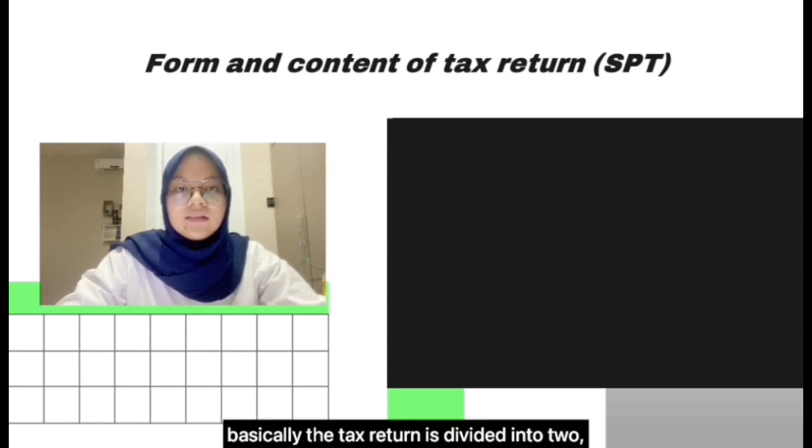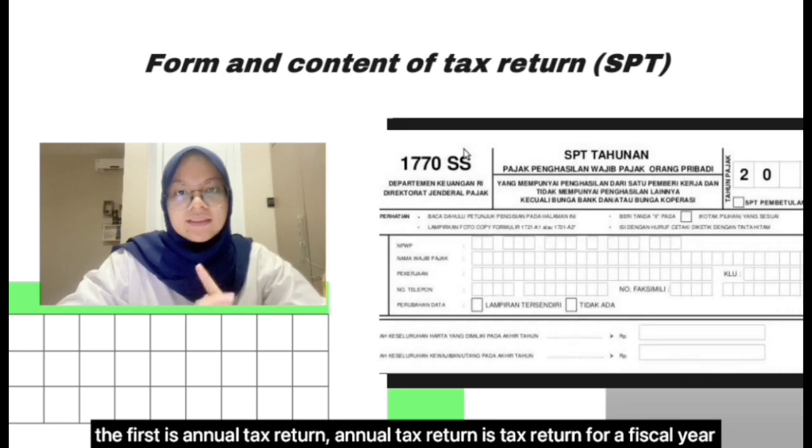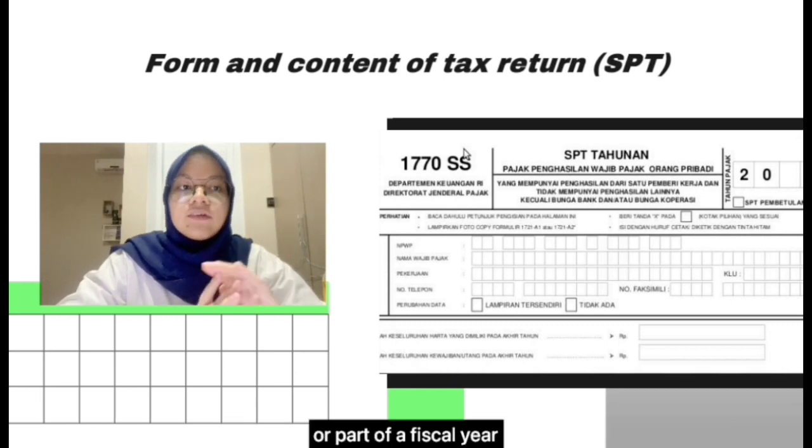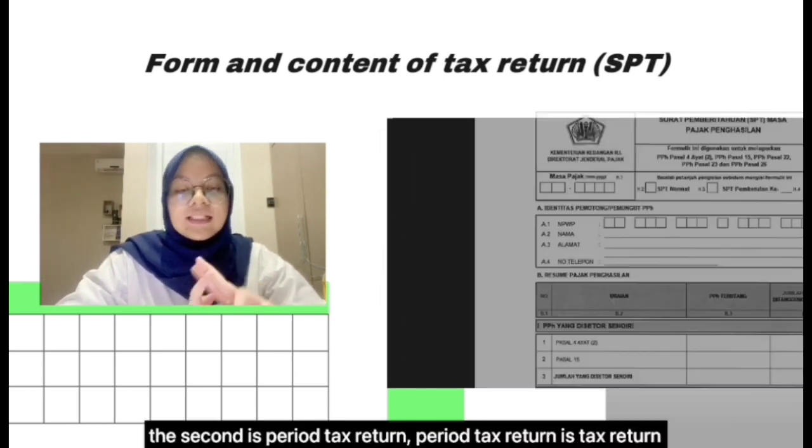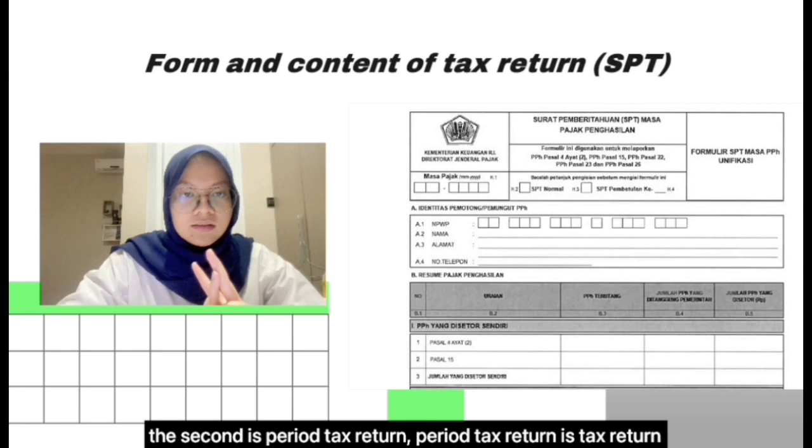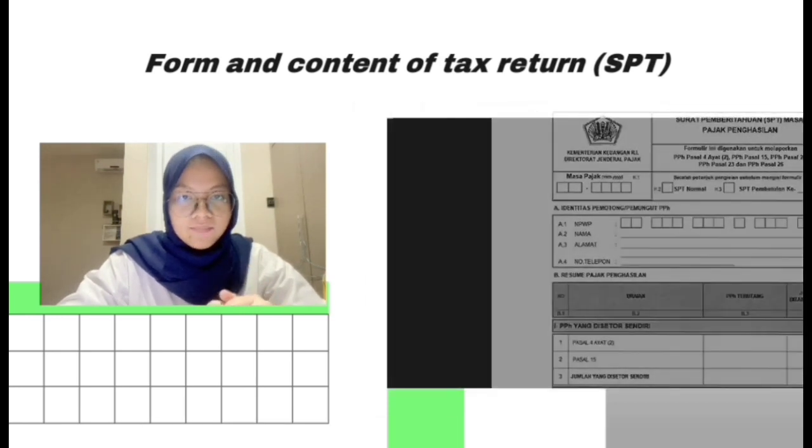Basically, the tax return is divided into two. The first is annual tax return. Annual tax return is tax return for a fiscal year or part of a fiscal year. Second is period tax return. Period tax return is tax return for a tax period.